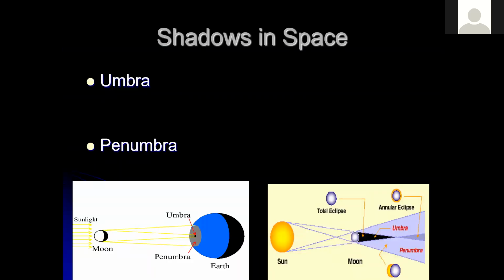So with eclipses, we don't just want to talk about light, we want to talk about shadows. The umbra is the darkest part of the shadow. That's where it's just pitch black. The penumbra is kind of like the gray parts on the outside of it. It's not quite as dark. It's still a shadow, but it's just not quite as dark.